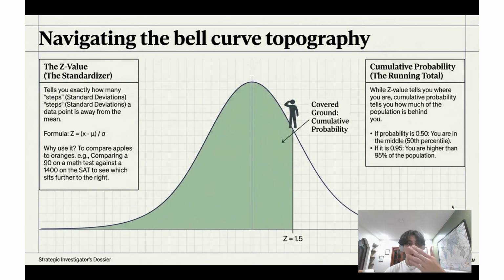And navigating the bell curve, we discussed two important concepts here. The Z value, the standardizer, tells you exactly how many steps, so standard deviations, a data point is away from the mean. And the cumulative probability: while the Z value tells you where you are, cumulative probability tells you how much of the population is behind you. We can see here in the graphic the person in the middle of the graphic.